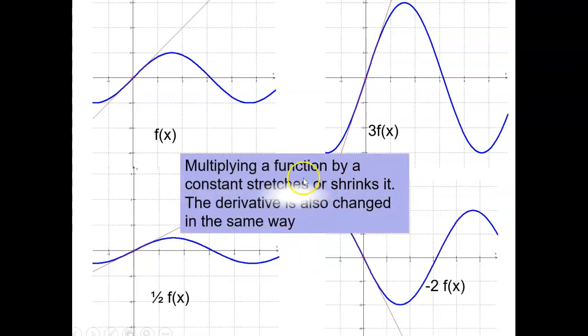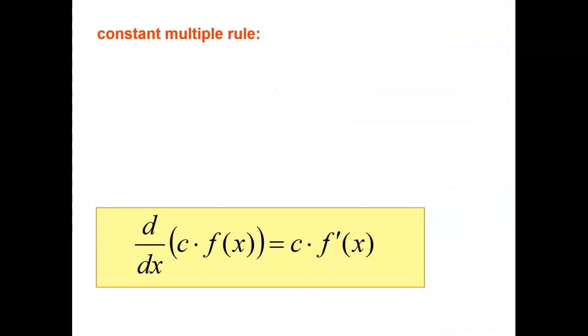What happens when I do something like this? Notice I go down 2 over 1. So multiplying a function by a constant will stretch or shrink it, and the derivative is changed in exactly the same way. That brings us to the fourth rule, which is called the constant multiple rule.